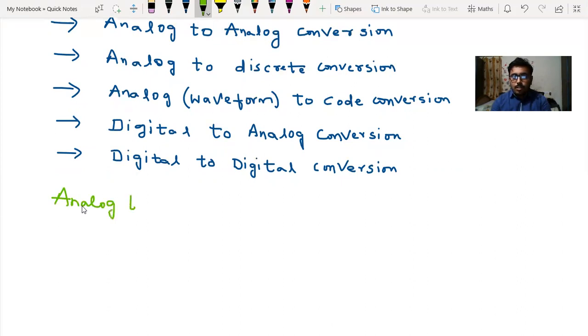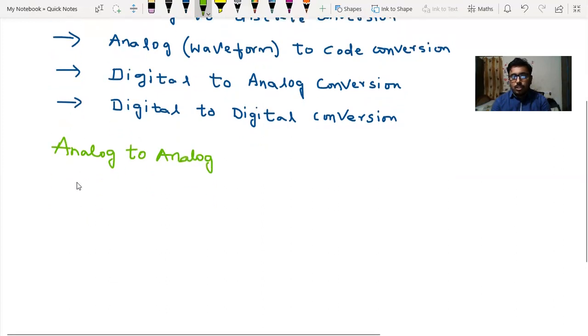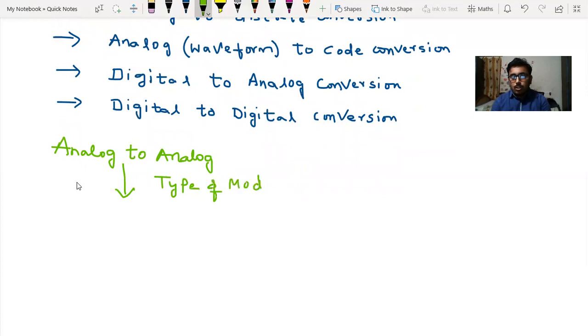So if I go for this analog to analog conversion, we are now coming across the type of modulations. If you go for this analog to analog conversion, and you are checking for the type of modulation, which type of modulation techniques are used during this mechanism?